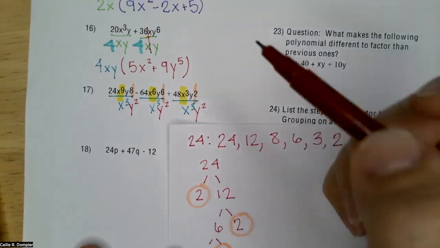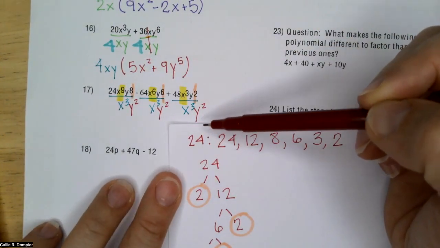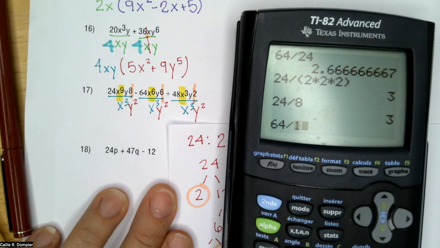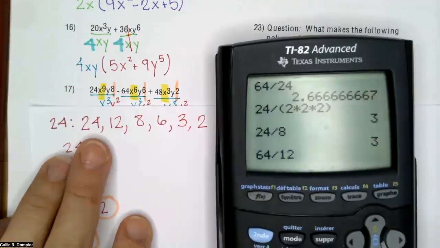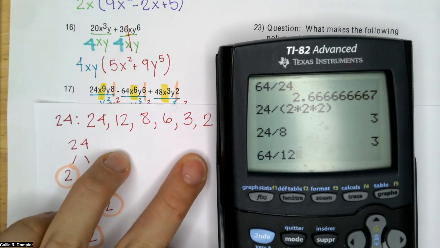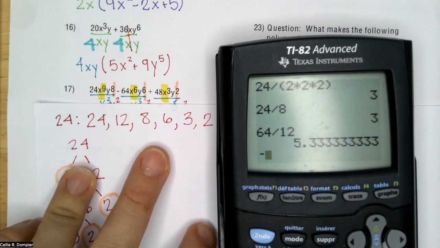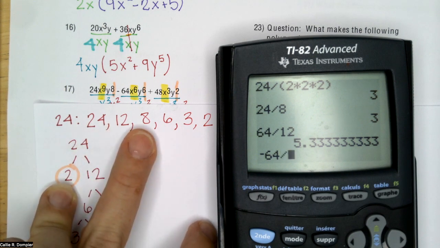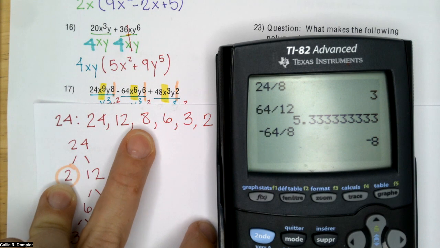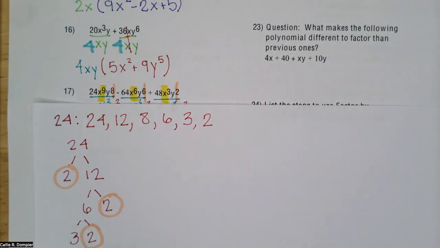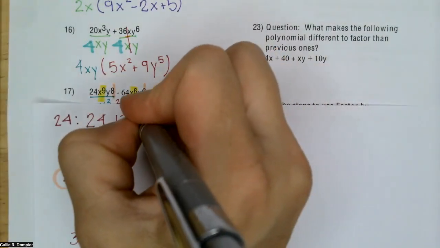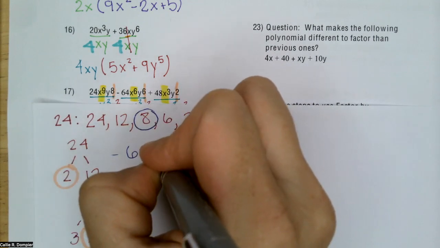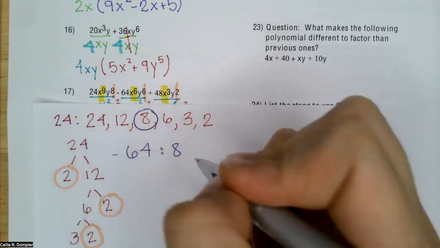All right, we already tried to divide 64 by 24 and it didn't work. Let's take 64 and divide it by 12. So I'm just going to go down that list and see if 64 is divisible by any of them. I guess I should say negative 64. It's not divisible by 24. It's not divisible by 12. Is it divisible by 8? 64 is 8 times 8. Negative 64. The factors are 8.